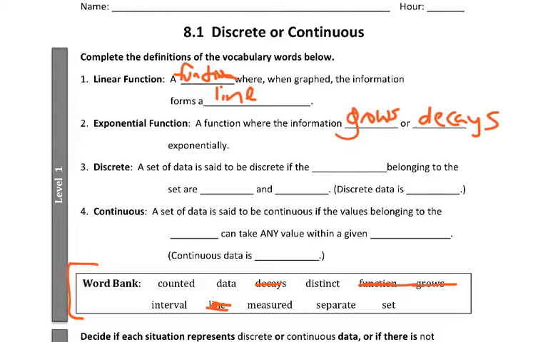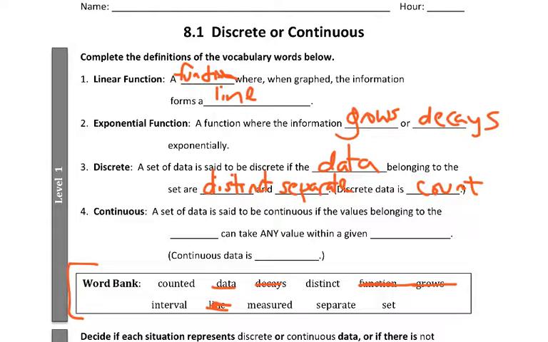Okay. Discrete is a set. Okay, so a set of data is said to be discrete if the data belonging to the set are distinct and separate. And one way to remember that discrete data is discrete is that it's usually data that you're going to count.